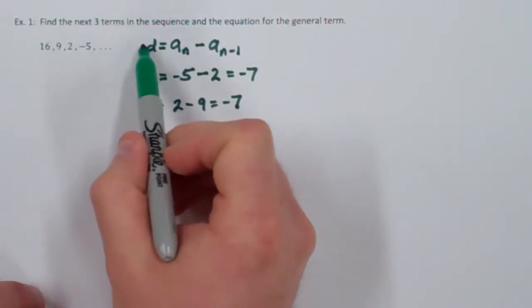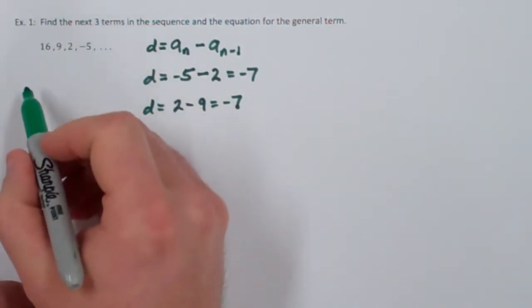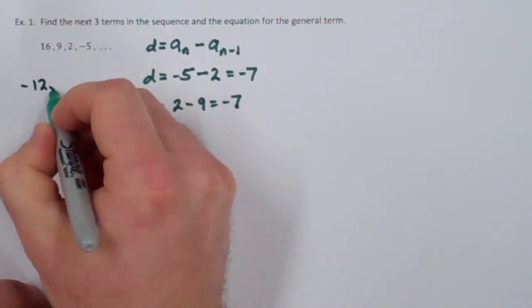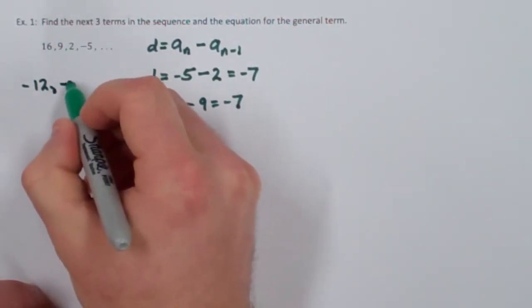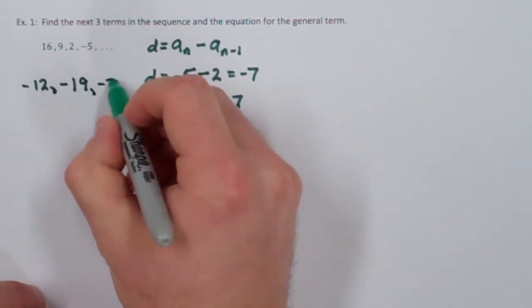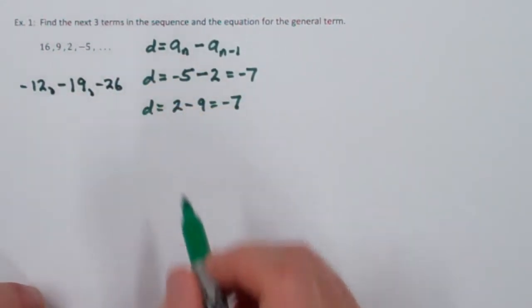We want to find the next three terms here. So if we do that, we need to take negative 5, subtract 7, and that's negative 12. Negative 12 minus 7 is negative 19. And then negative 19 minus 7 is negative 26. So here's part of our answer right here.